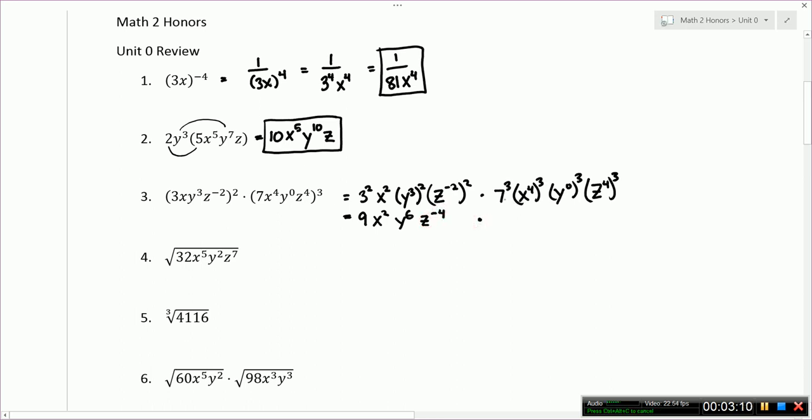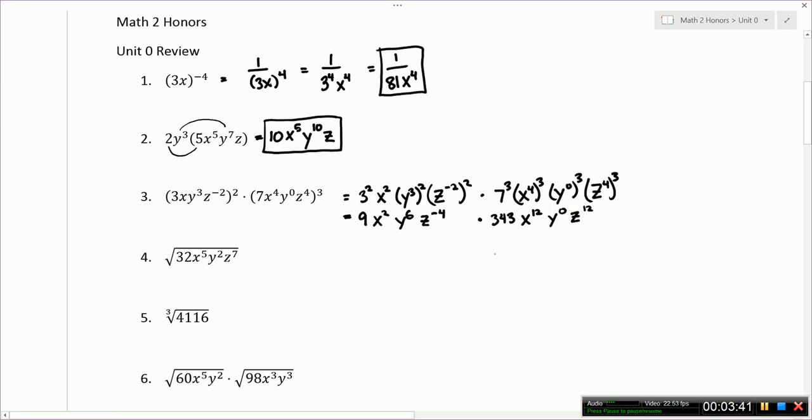Times 7 to the 3rd power is 343. It's 7 times 7 times 7. X to the 12th. Y to the 0 is 1. I'm going to multiply first the 0 and the 3, but this is still y to the 0, because 0 times 3 is 0, and anything to the power of 0 is going to be 1. And then lastly, we have z to the power of 12.